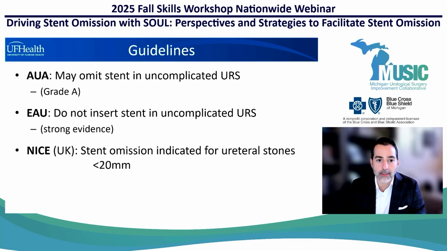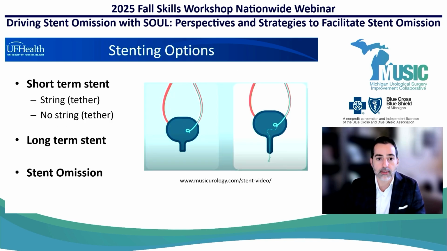The guidelines say that we may omit stents in uncomplicated ureteroscopy. The AUA is a little bit more assertive, saying that you do not need to insert ureteral stents when it's an uncomplicated ureteroscopy. And the UK says that stent omission is indicated for patients and procedures that are treating ureteral stones less than 2 centimeters. So my stenting algorithm and stenting options became short-term stent, long-term stent, and then stent omission made an appearance.